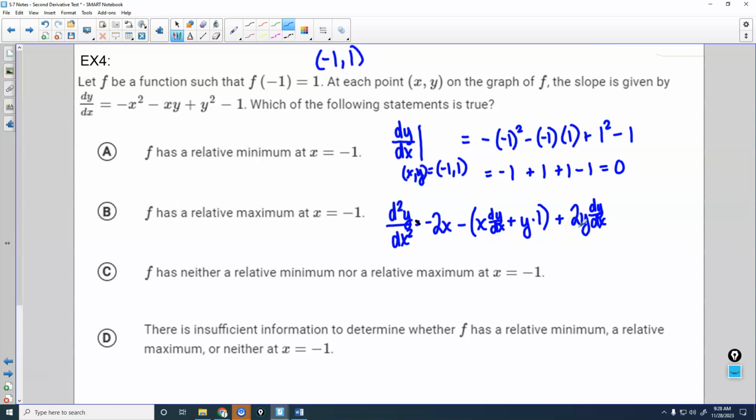Now, you could simplify this by putting that dy/dx in, like putting all of that there. It's going to make a mess if you do that. But all we care about is this one point that they have asked us about, this negative 1, 1. So I'm going to go ahead and plug this in.